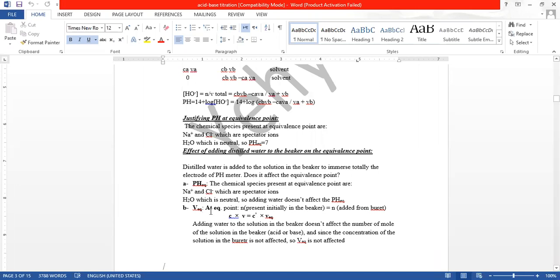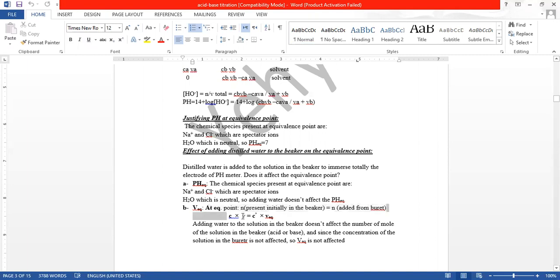اوكي؟ كيف يا أستاذ؟ شو الكالكوليشن اللي بنعملها على equivalence؟ نحن بنقول at equivalence point number of mole، ما بعرف لمين، could be للأسيد could be للبيز، أنا عم بحكي بشكل عام هون. Number of moles present initially in the beaker equal number of moles added from the burette. هيدي هي الكالكوليشن اللي نحن بنعملها على equivalence point.